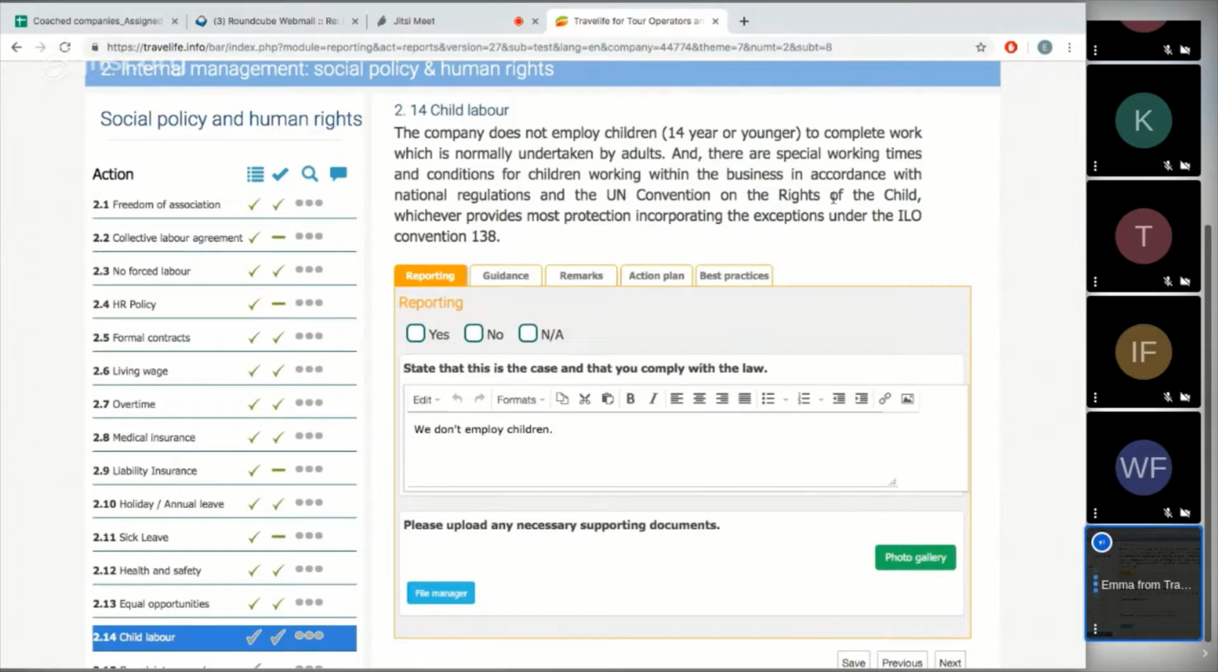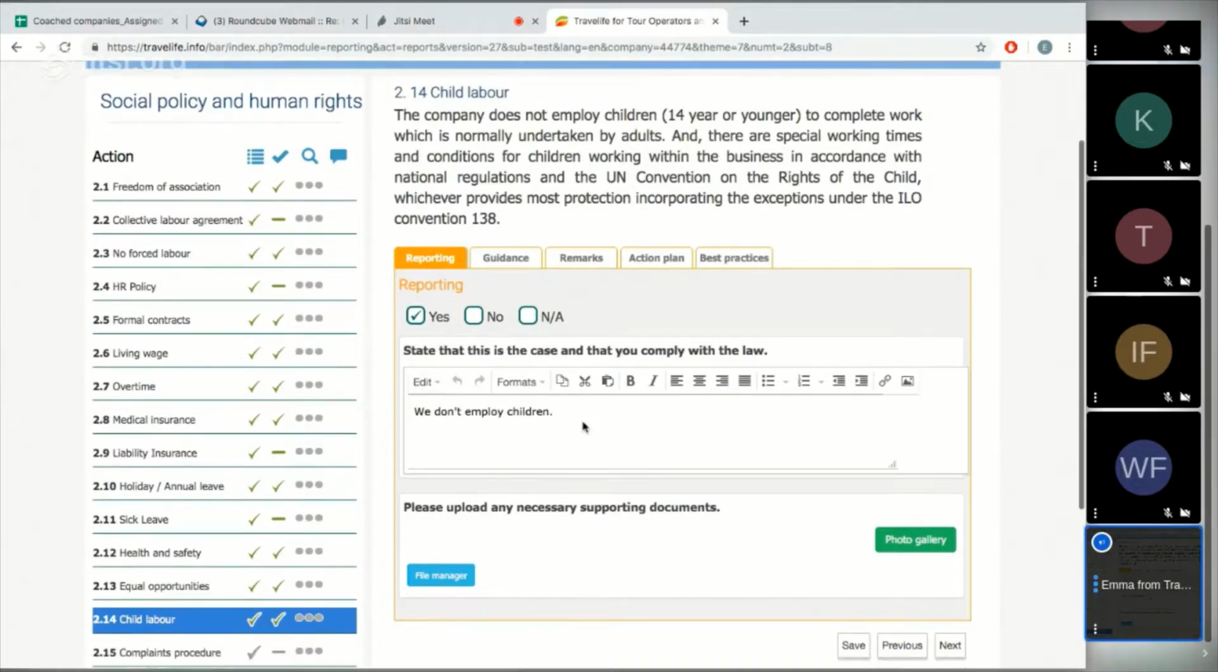And you can also look into the ILO Convention 138, what is written down about child labor. And sometimes there's a country-specific answer for this, but then you will see that in your reporting. And if you tick yes, this means that you state and declare that you do not employ children.